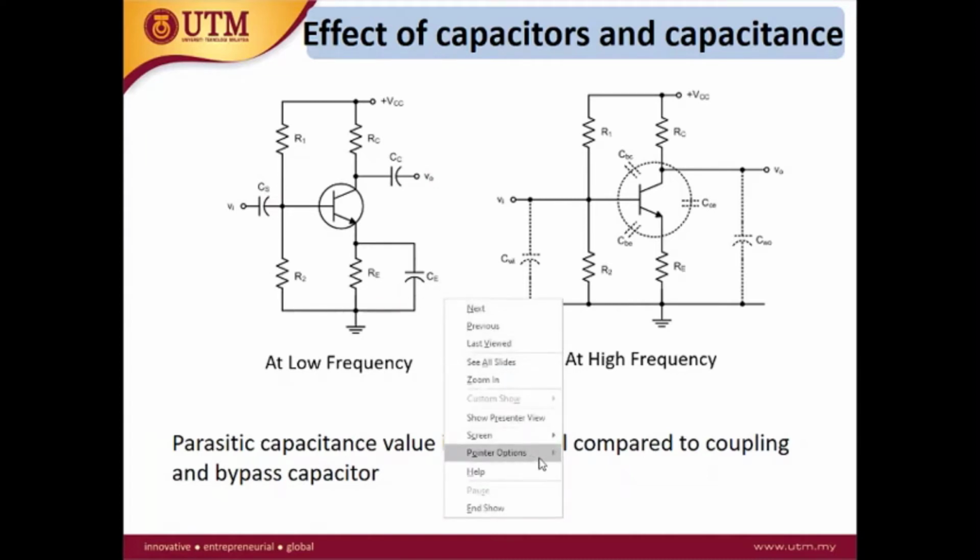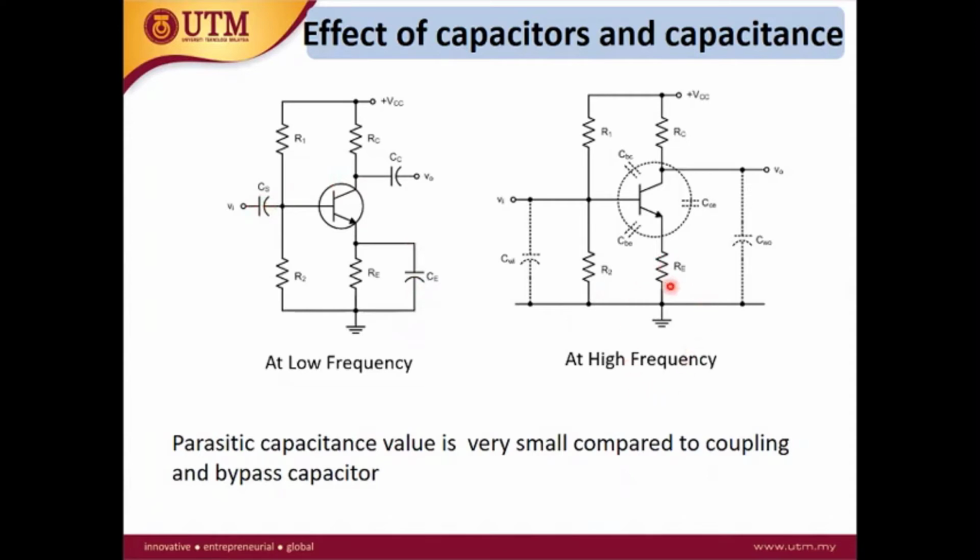So they will not appear in the mid band equivalent circuit. But at low frequency, CS, CC, and CE cannot be ignored or replaced with the short circuit. So we need to consider this capacitance. Okay, this is at low frequency.